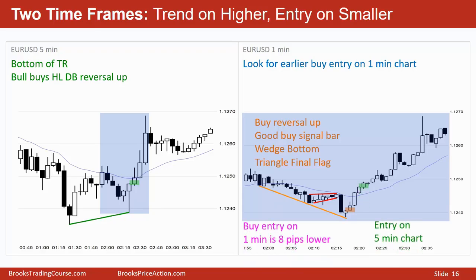If you do that, your entry is 8 pips lower than on the 5-minute chart. This entry on the 1-minute chart is 8 pips below the entry on the 5-minute chart. Here's the entry on the 5-minute chart. And this, if you buy here, it's on the 1-minute chart, 8 pips lower.